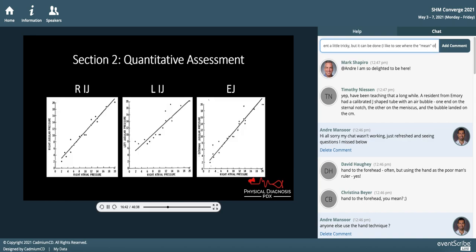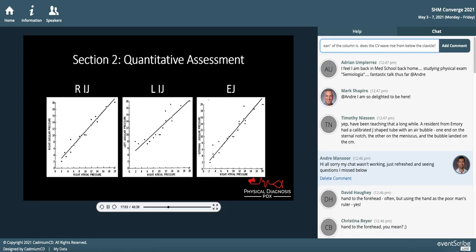This data comes from a 1973 study where they directly measured right atrial pressure and they plotted it on the x-axis, and then simultaneously measured pressure within the right IJ, left IJ, and EJ, and those values were plotted on the y-axis. This data demonstrates two things. One, the right IJ is highly reliable for estimating right atrial pressure. This is quite a linear relationship here. The other thing that this demonstrates is that the left IJ and EJ are nearly as reliable as the right IJ. So you should feel comfortable using any of these vessels to estimate right atrial pressure.